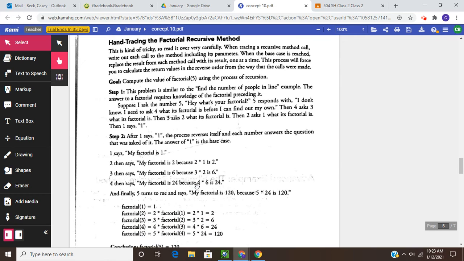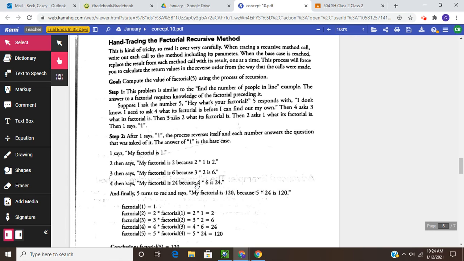So step 1, this problem is similar to the find the number of people in line example. The answer to the factorial requires knowledge of the factorial preceding it. Suppose I ask the number 5, hey, what's your factorial? 5 responds with, I don't know, I need to ask 4 what its factorial is before I can find my own. Then 4 asks 3 what its factorial is. And then 3 asks 2 what its factorial is. Then 2 asks 1 what its factorial is. At that point, 1 says it's 1.